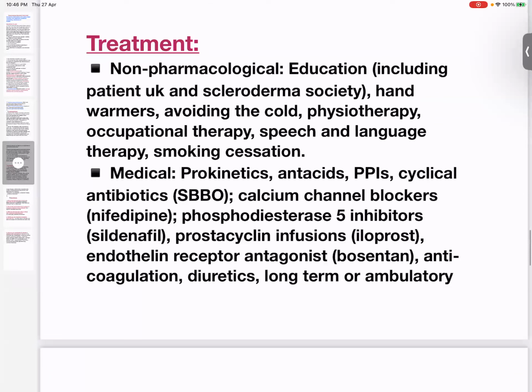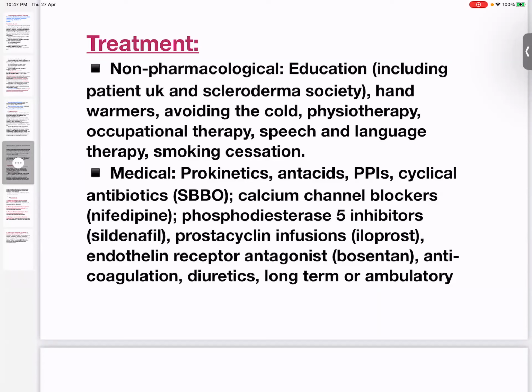Medical: prokinetics, antacids, cyclical antibiotics, calcium channel blockers. Calcium channel blockers are very important. Calcium channel blockers are for high blood pressure, for renal protection, and for Raynaud's phenomenon. Calcium channel blockers, nifedipine.